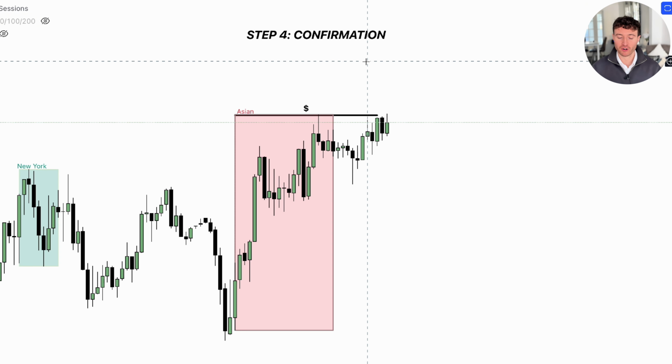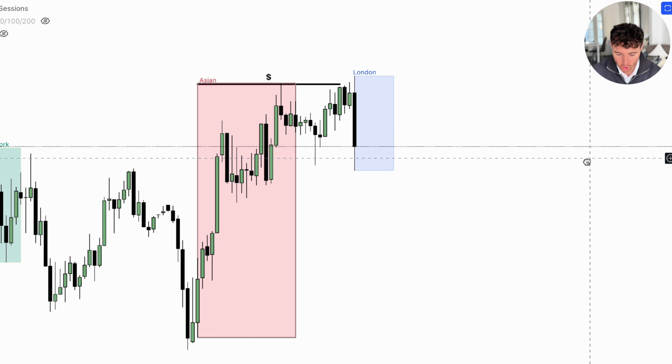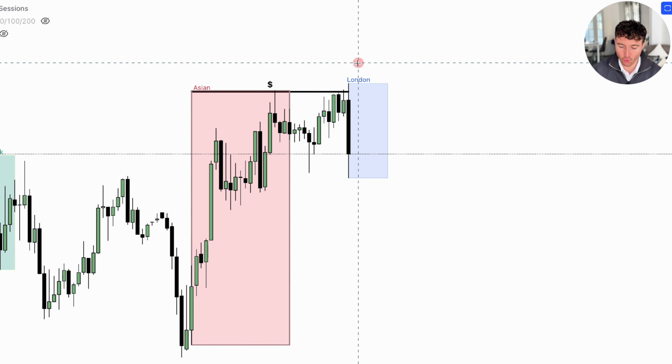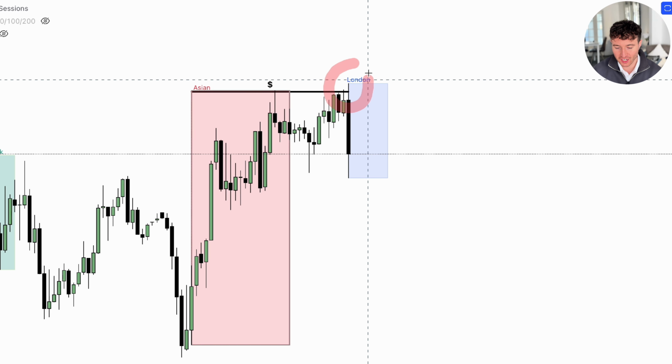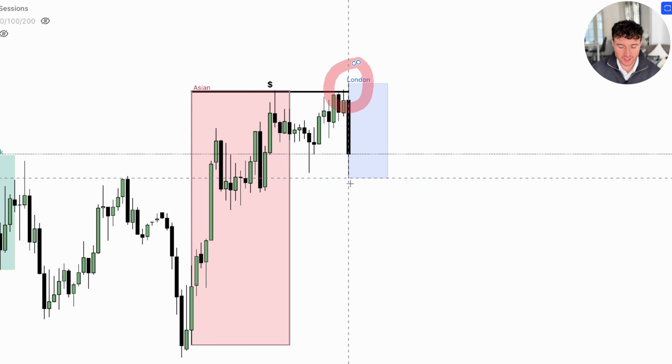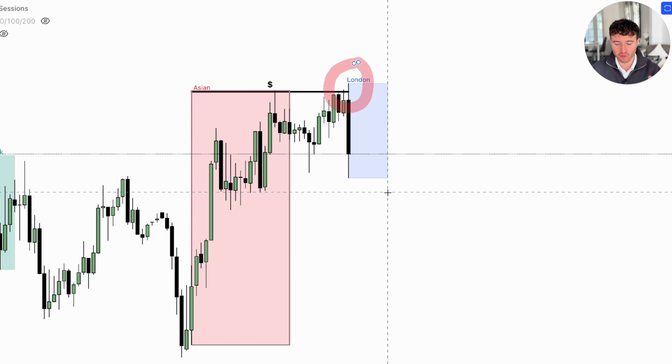Okay, step number 3 was great, but it literally means absolutely nothing unless you understand when to enter within the market. So step number 4 is confirmation. This is super, super important. Let's just zoom in here so it's very, very specific. You can see right here, we run the buy-side liquidity during the London session. London session is between 3 a.m. and 5 a.m. That is New York time.